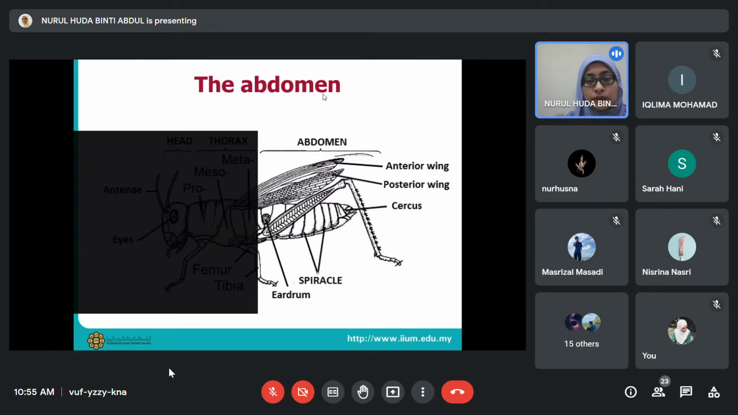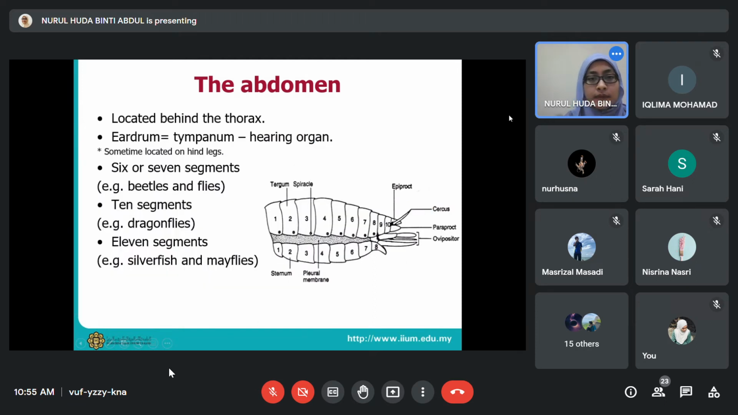So now we go to the abdominal part. Okay. Here, the abdomen is actually located behind the thorax. Okay, behind the metathorax. Okay, last is metathorax. The location of the abdomen is behind the metathorax. So here we can see some of the insects have tympanums. Like I said, it doesn't have an ear. So here we call it eardrum.